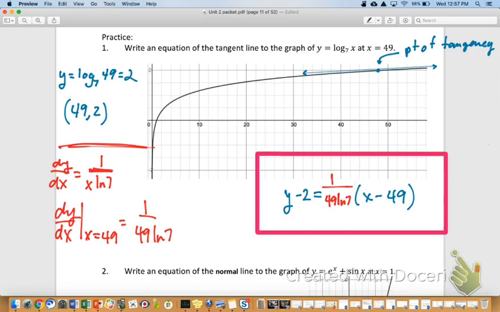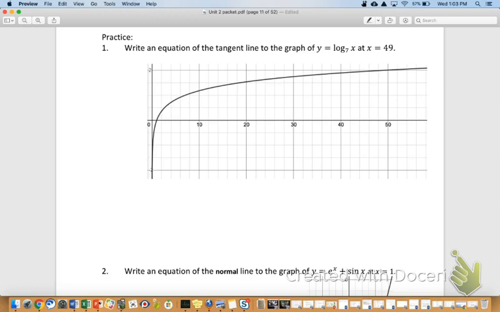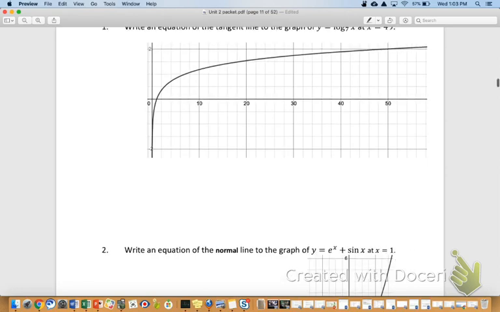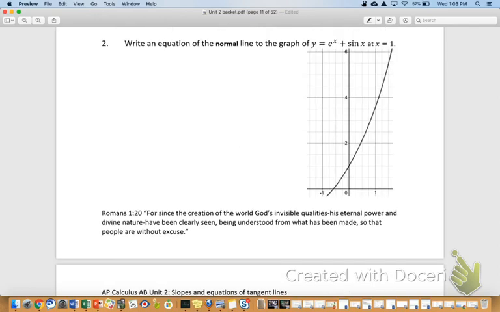Anybody have any questions on number 2? Why is there 49 on the outside? Which 49 are we talking about? The 1 over x ln 7, the 49 on the bottom was outside. Okay, so you're confusing two things.